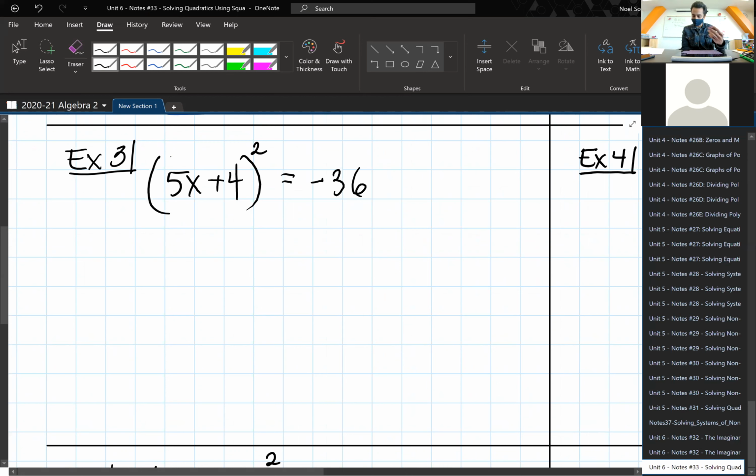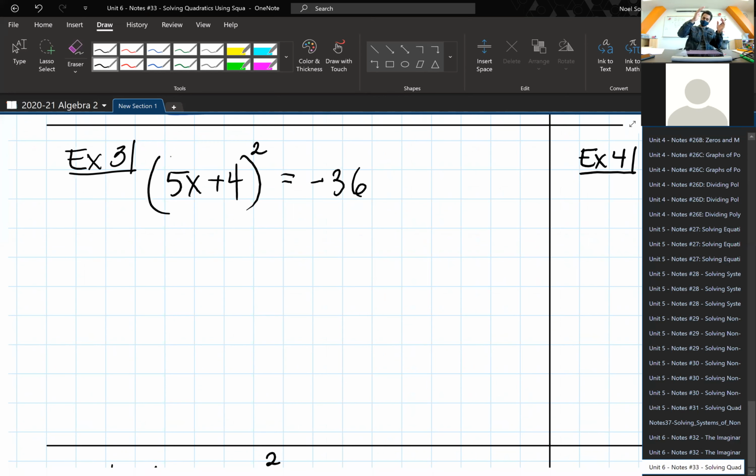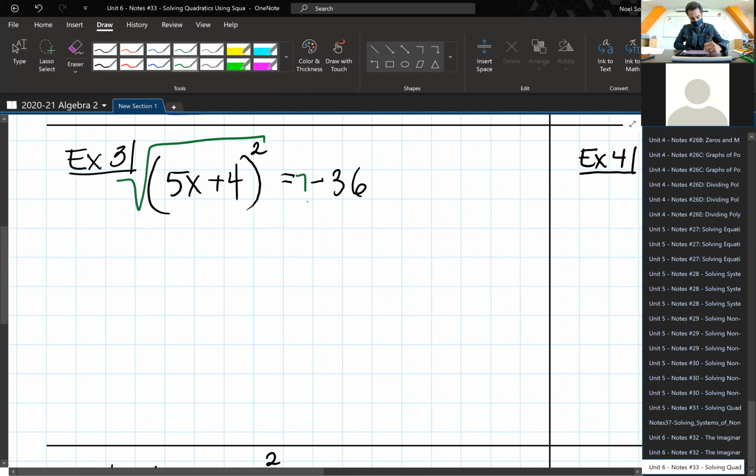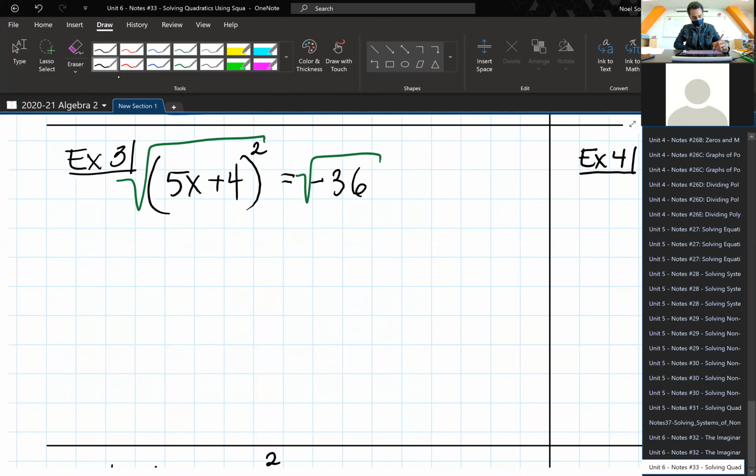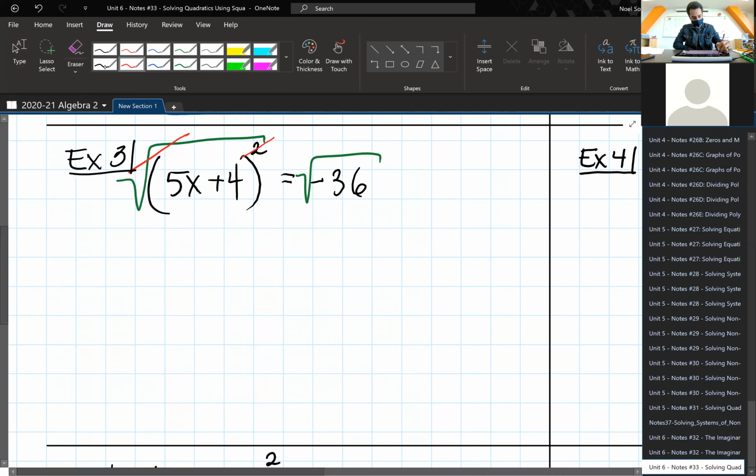Example 3. Once again, the setup is nice. It has the parentheses with the power of 2, all of that by itself on the left, equal to some constant. So let's go ahead and apply the square root to both sides. Square and square root. That allows us to bring down 5x plus 4 is equal to the square root of negative 36.